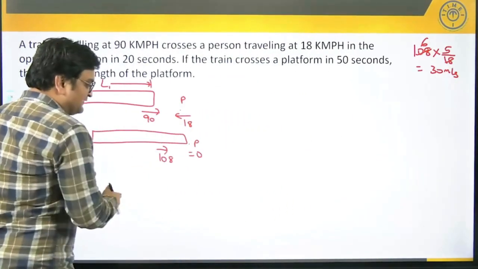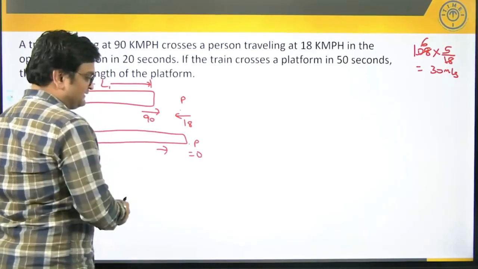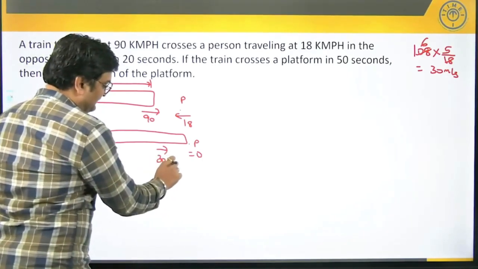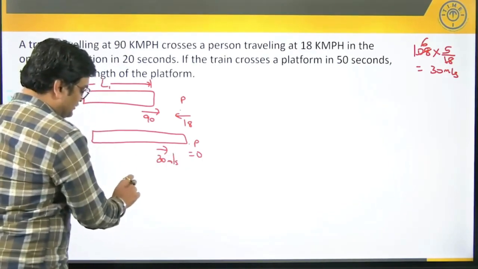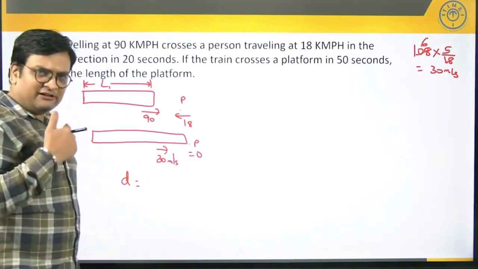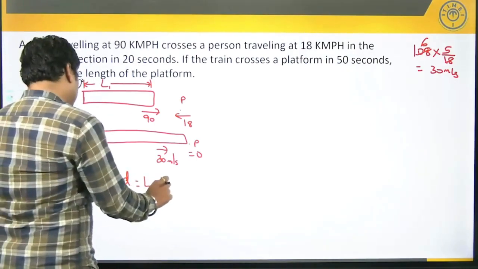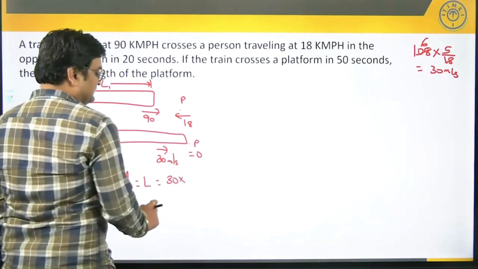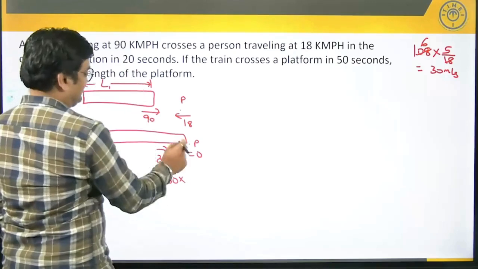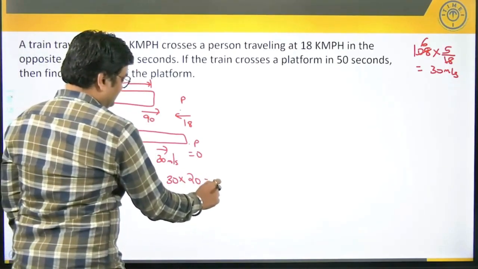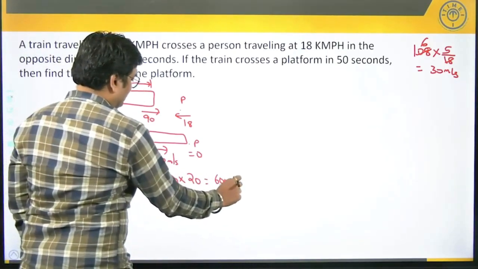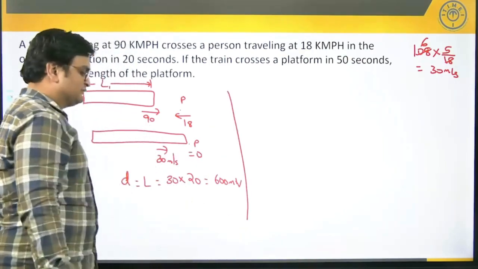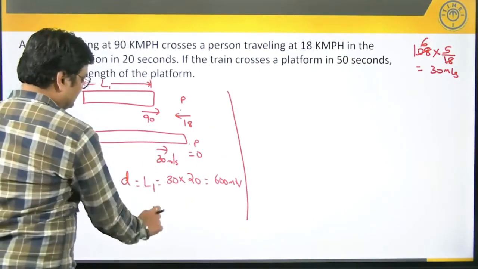So here the speed of the train, I will not take it as 108, I will take it as 30 meters per second. So what is the distance to be travelled by the train to cross a person? Its own length. And how do we get the distance? It's nothing but speed into time, 30 meters per second into 20 seconds, which will give us 600 meters. So the length of the train is known now, it's 600 meters, L1.